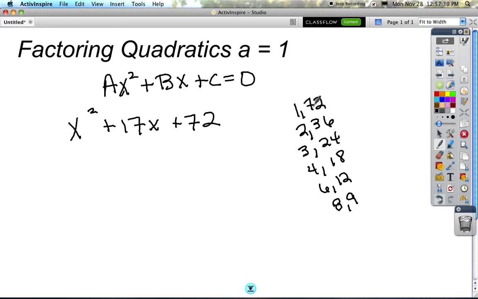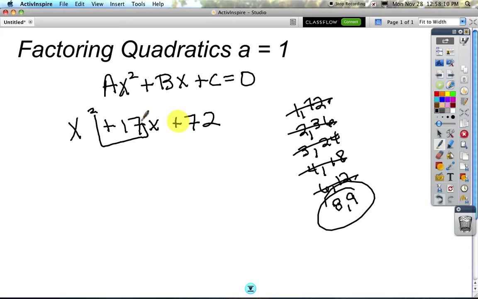Okay, so what's the point of listing all my pairs that multiply to get the c? What am I going to do to them? Add them. And how do I know to add them? There's 2 plus signs. This one tells me to add or subtract. So I'm adding these. Well, that doesn't equal 17. That's 38. That's 27. That's 22. That's 18. The only ones that add to get 17 are 8 and 9.